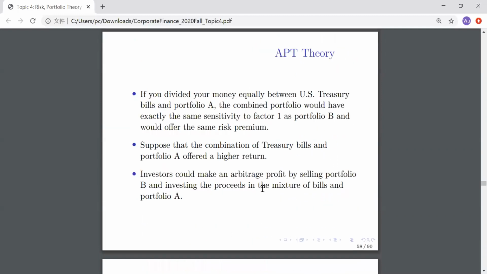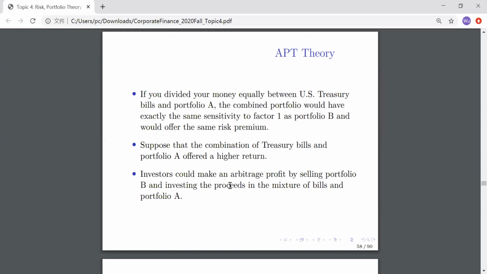Now, if you divide equally between a T-bill and portfolio A, the combined portfolio has the same sensitivity to factor one as portfolio B. Therefore, they should offer the same risk premium, because even if you allocate equally between T-bill and portfolio A, the sensitivity to factor one does not change. You are still sensitive to factor one. That's why this combined portfolio should offer the same risk premium.